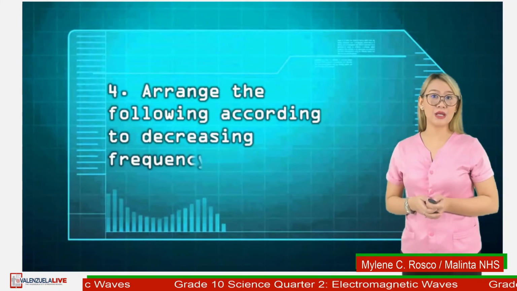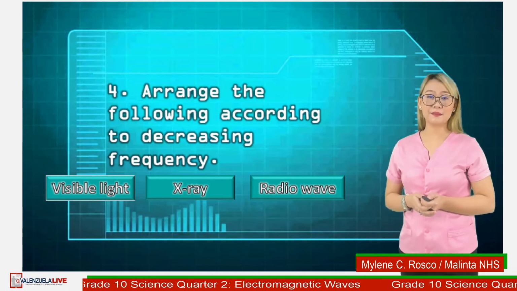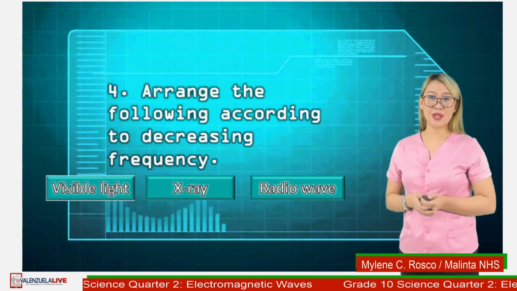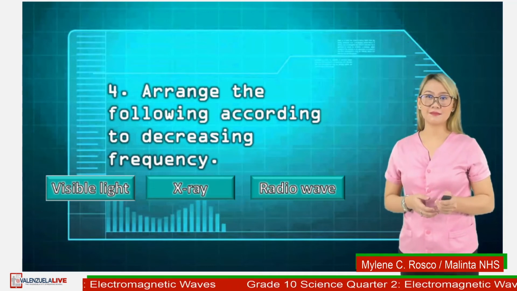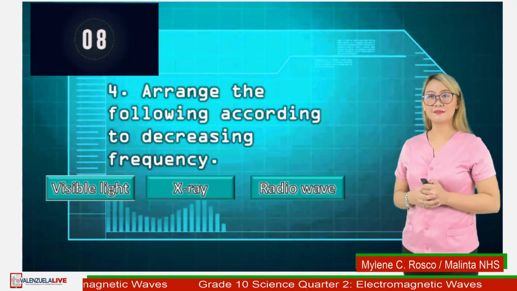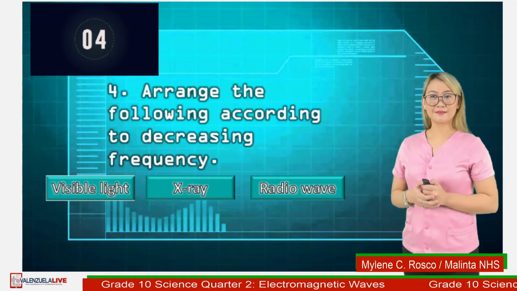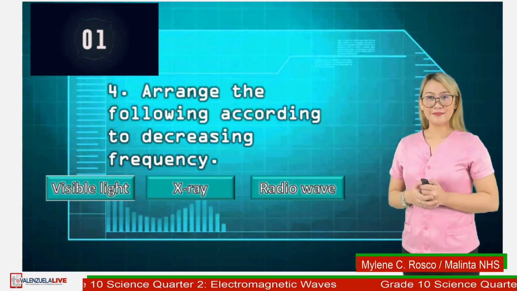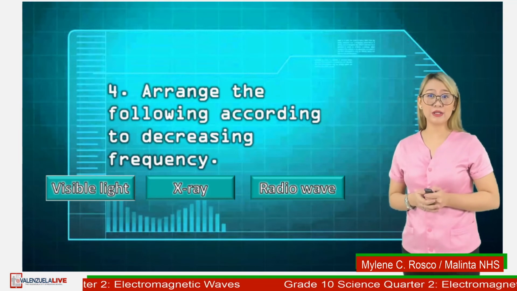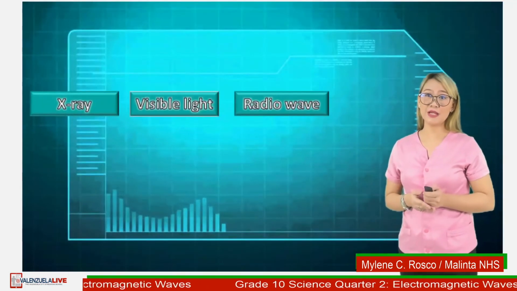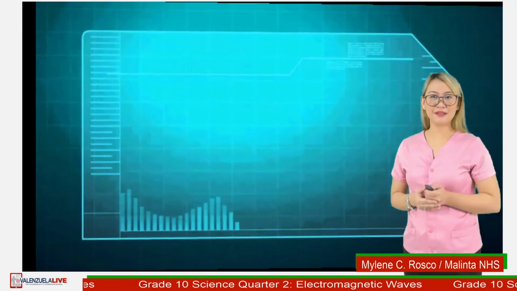Arrange the following according to decreasing frequency: visible light, X-ray, radio waves. 10 seconds, go. All right, time is up. The correct order is X-ray, visible light, and radio wave. Now let's have the final question.